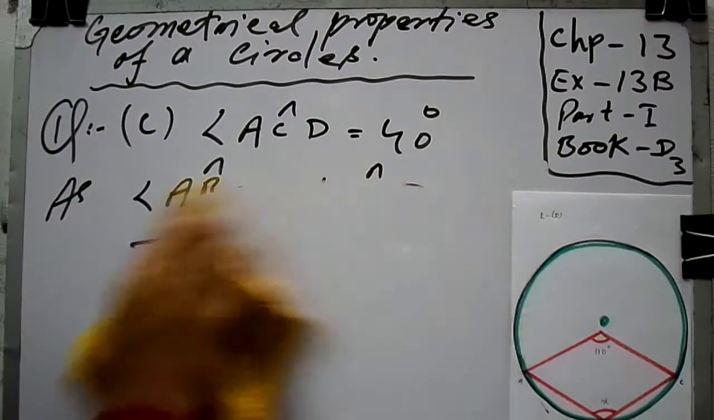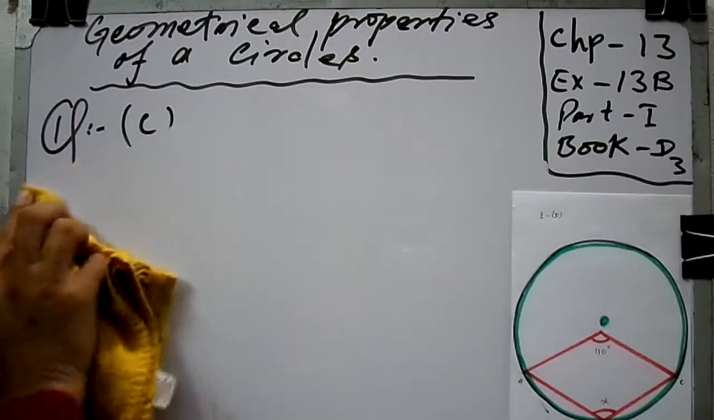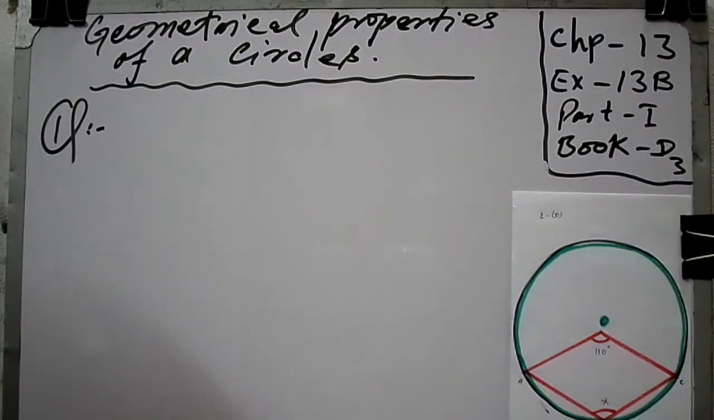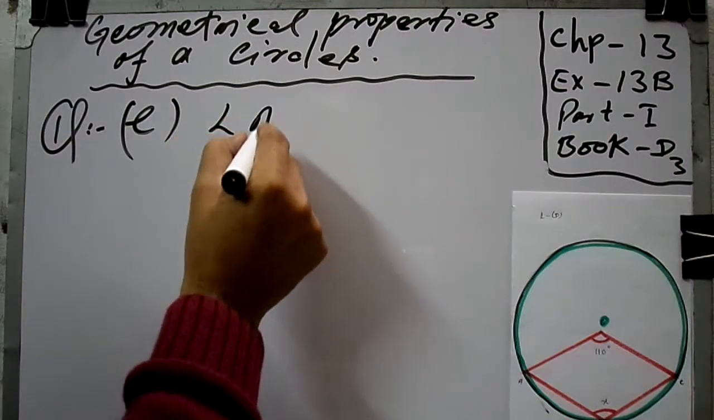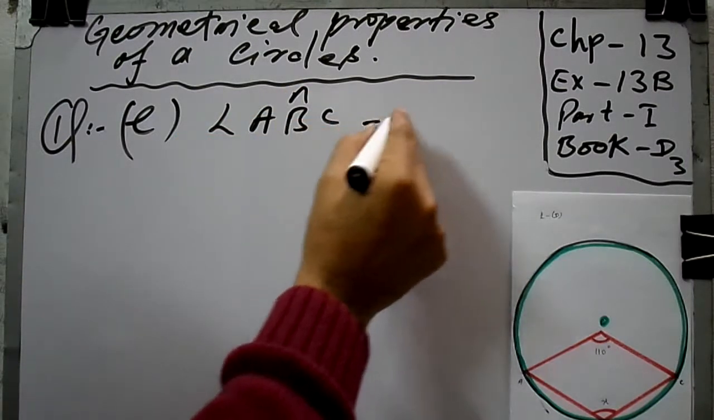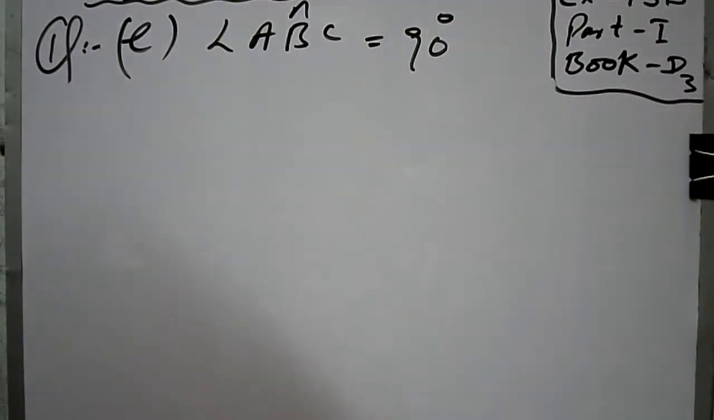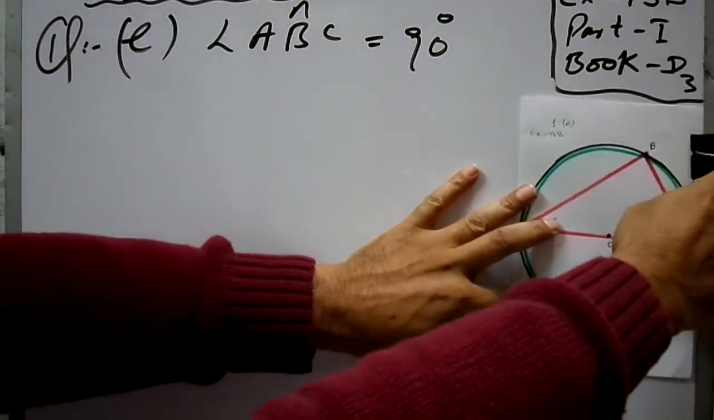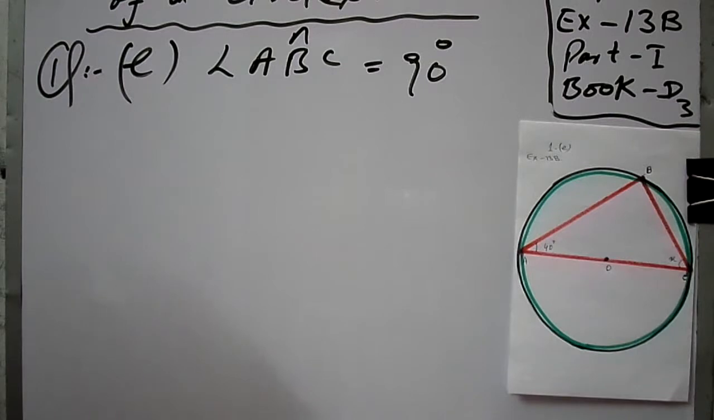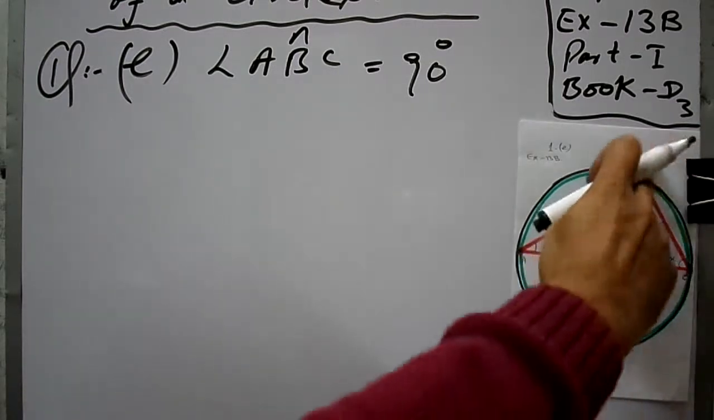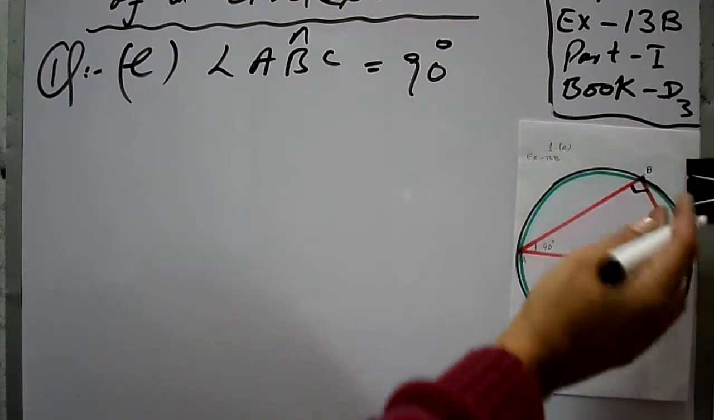In part E, once again a similar type of circle is given to you. Angle ABC is given to us, that is angle ABC is equal to 90 degrees. So you should be very much careful about it. That is your E part. You can see here in E part, once again, ABC is equal to 90 degrees.